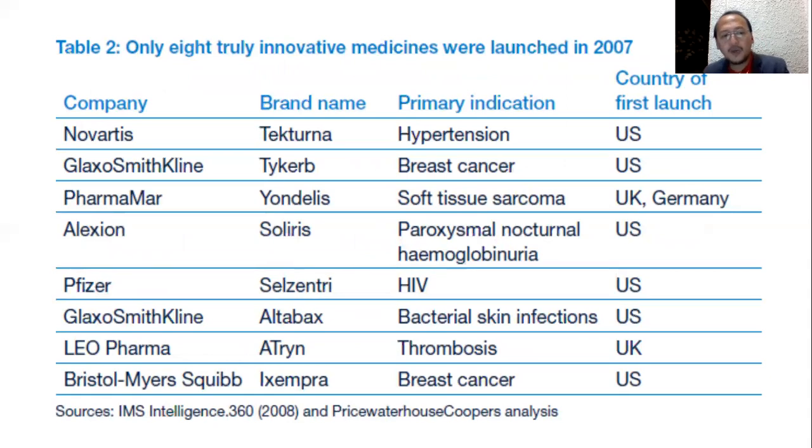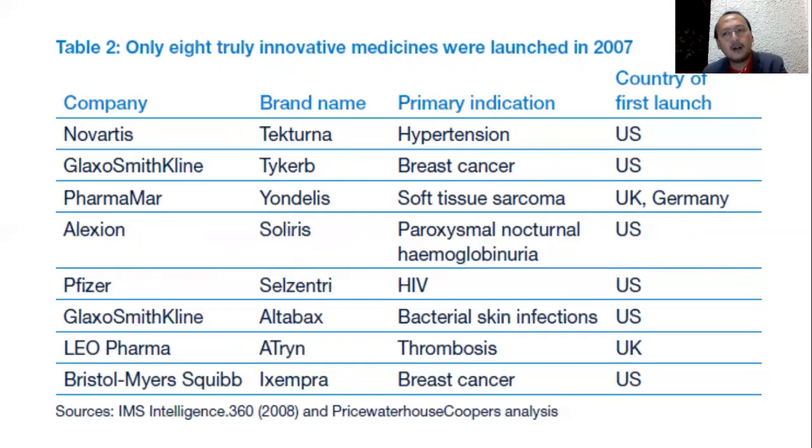Now, also with the source of IMS Intelligence in 2008 and the PricewaterhouseCoopers analysis, there are some products which are truly innovative medicines that were launched in 2007. For example, Novartis's Tekturna for hypertension, GlaxoSmithKline for breast cancer, and others for HIV, and of course other specialty drugs. It is quite unique to have this kind of development for people because they are going to solve major problems in the community or in society.